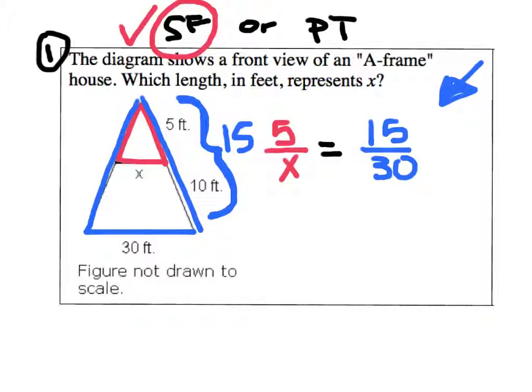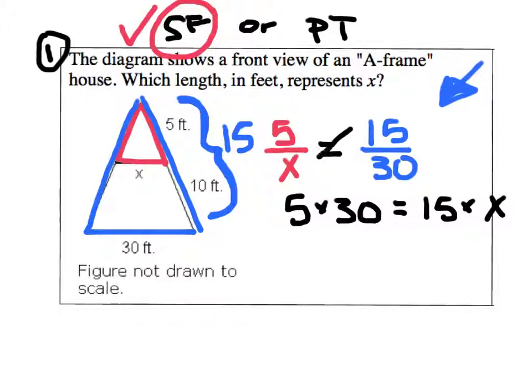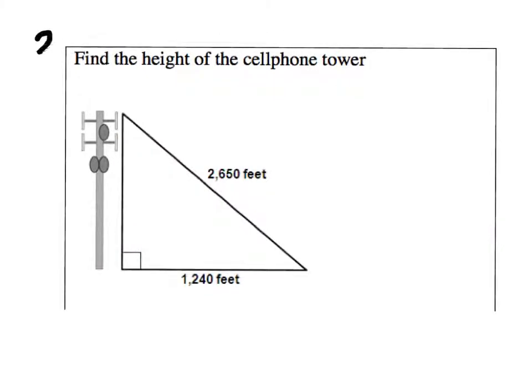Pause the video, cross multiply, and hit play if you need a hint. Ready, pause. Alright, here's your next hint. When you cross multiply, that's what you get. Now I'd like you to box your variable, draw your railroad, and solve for x. Ready, pause. On to problem number 2.